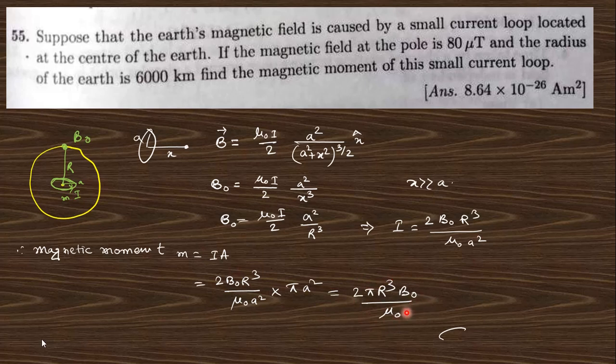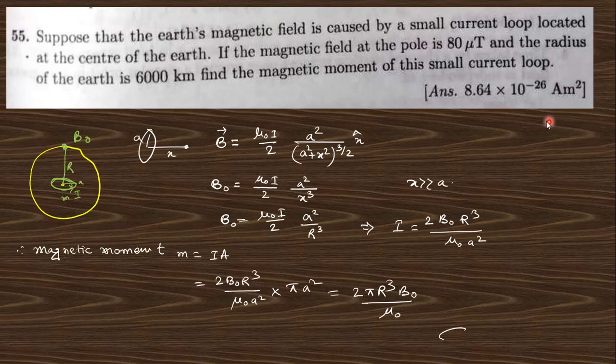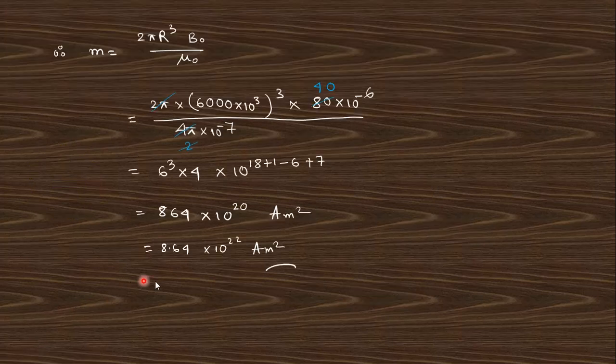Now just put the values in this equation: 2π r³ B0 by μ0. Here r is 3000 kilometer, converted from kilometer to meter, B0 is converted from micro Tesla to Tesla, and μ0 is 4π × 10⁻⁷. Just calculate, and you will get this answer. But this does not match with the given one, because I don't know. You just check, and if there is any fault in my calculation, you must comment in the comment box, right? Go to the next one.